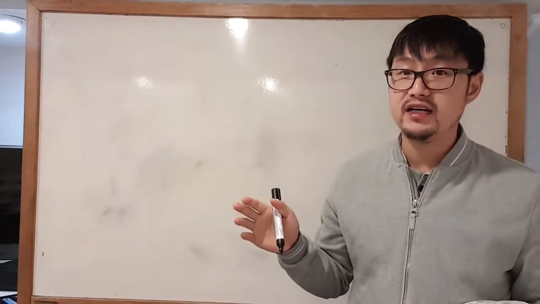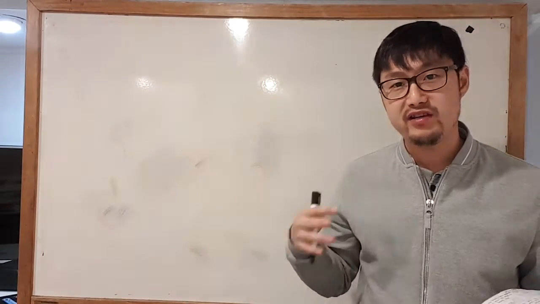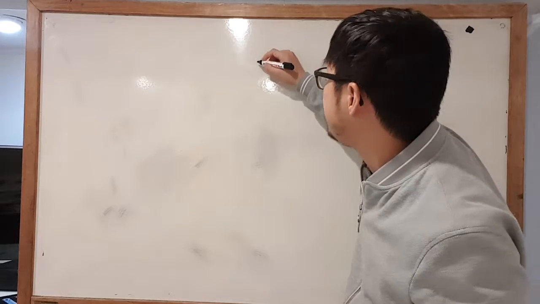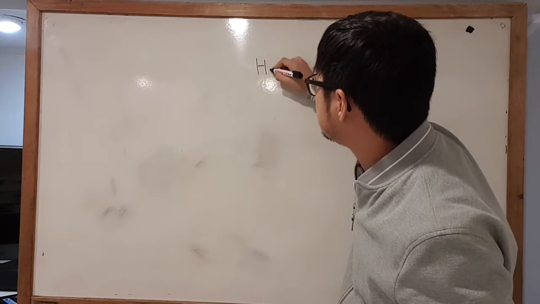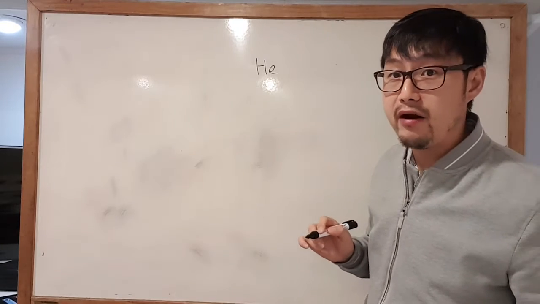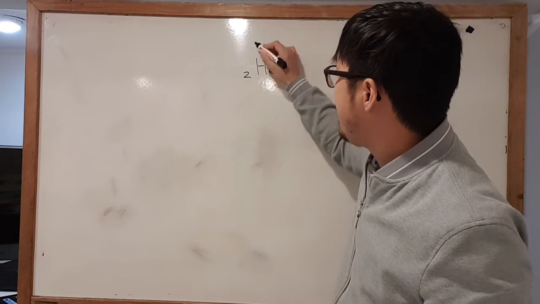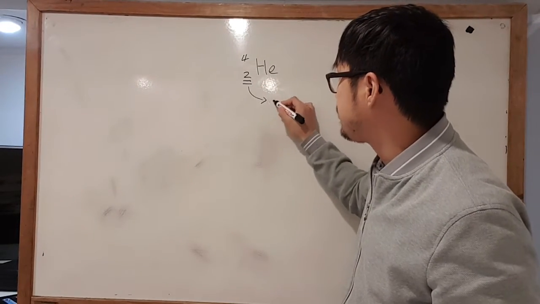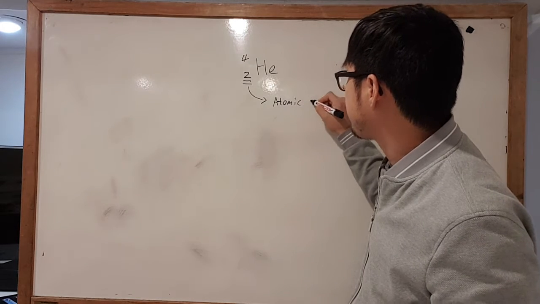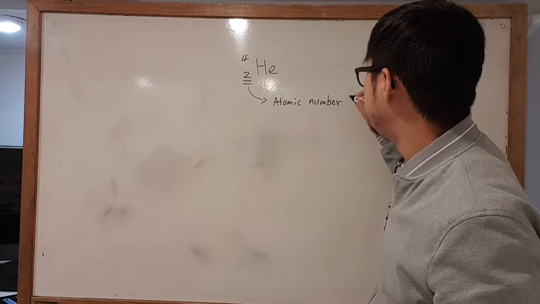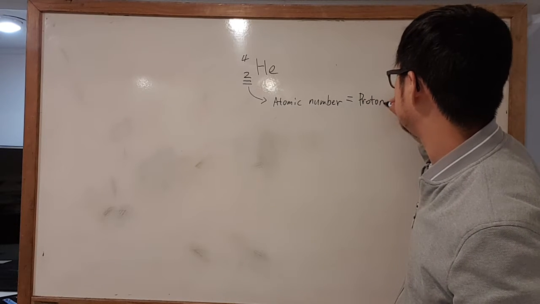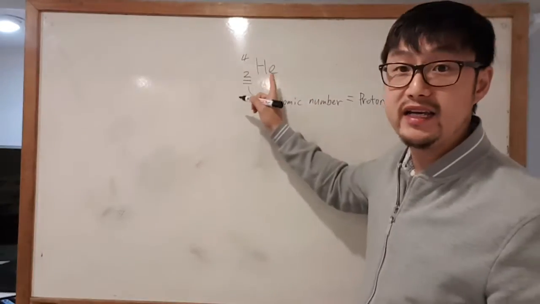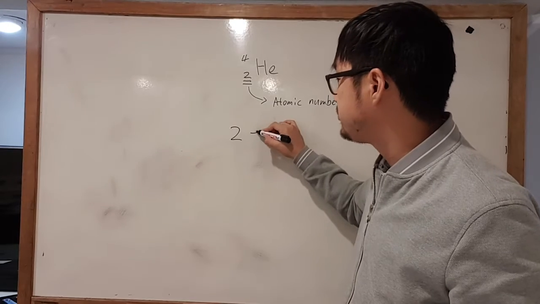So if we have anything, why do we have electricity? Why do we have this positive charge and negative charge? That is because inside an atom, say if I just make an atom up, let's say helium. If you go to the periodic table, the helium atom will have a number 2 and a number 4. The 2 is called the atomic number, and the atomic number tells you the number of protons. A proton is positive. So a helium atom will have 2 positive protons.